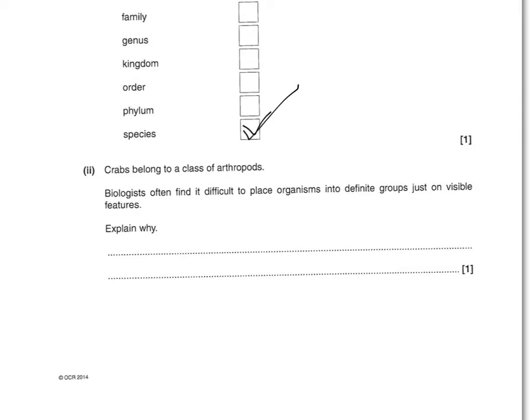Crabs belong to a class of arthropods. Biologists often find it difficult to place organisms in definite groups just on visible features. Explain why. So this is the idea that says in the mark scheme, variety of life is a continuous spectrum. So you could allow that different living things look very similar or have similar characteristics, or they have features that could fit into more than one group, or they can't see the genetic code. You could say they can't see if they produce fertile offspring, or you could say that animals look different but still belong to the same group due to common ancestors. So any one of those different points get that mark there.